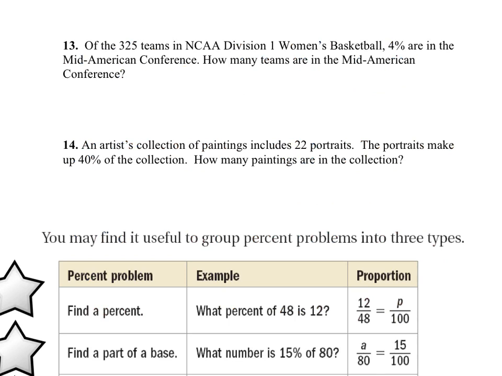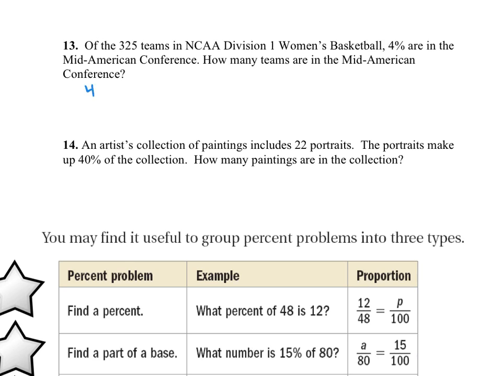All right, let's try just a couple word problems. The nice thing about this proportion is the word problems don't become any more difficult. You just have to look and read carefully to figure out which is the part and which is the whole, so that you know which number to put on the top and which number to put on the bottom. So, number 13 says, of the 325 teams in the NCAA Division I women's basketball, 4% are in the Mid-American Conference. How many teams are in the Mid-American Conference?